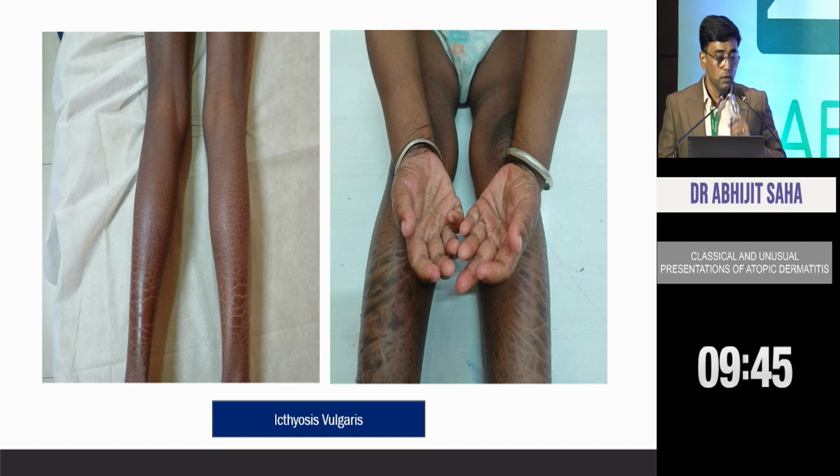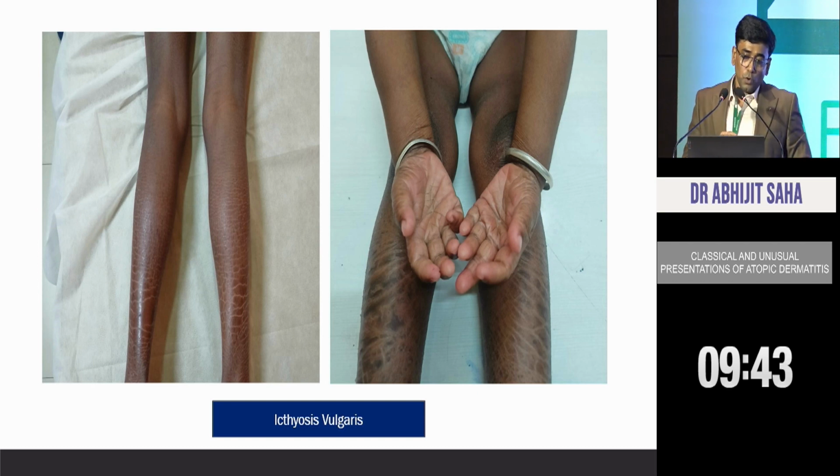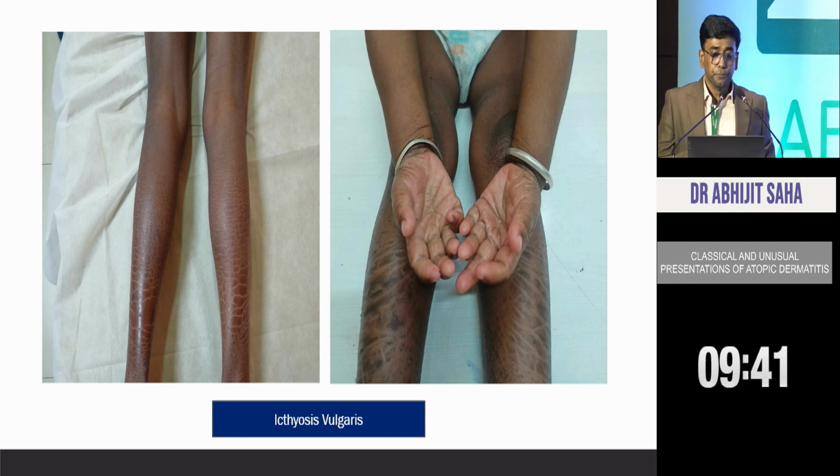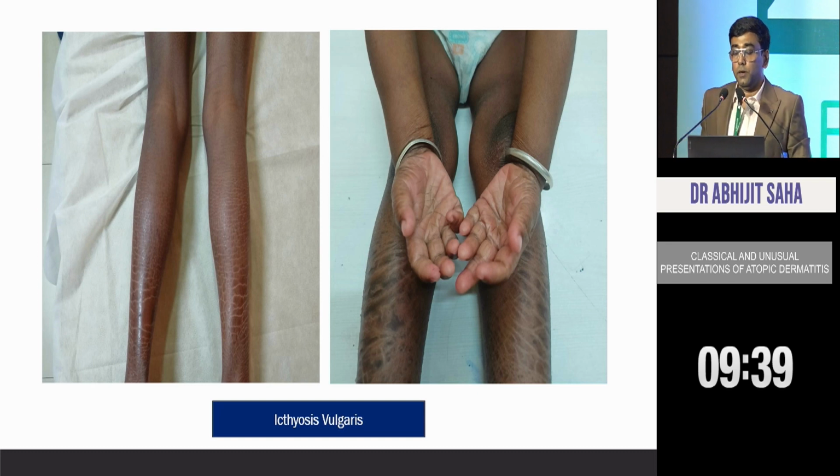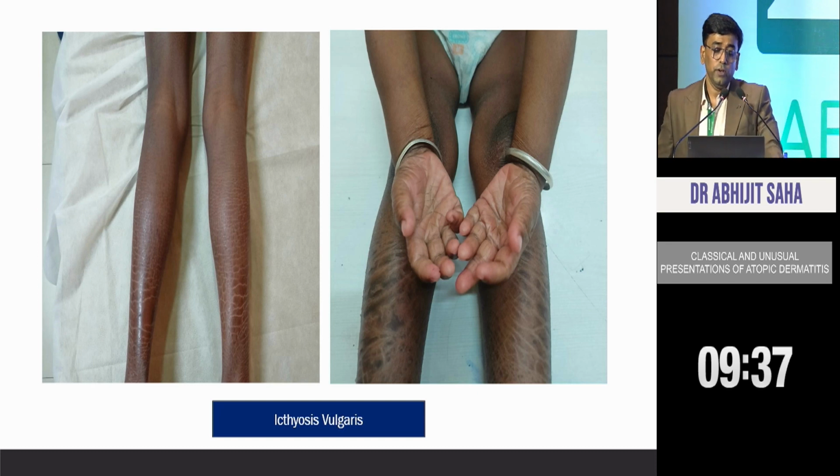Ichthyosis vulgaris, one of the minor features of AD, but please remember, as you all know, it's due to filaggrin protein deficiency, and 20 to 30% of our ichthyosis vulgaris patients may develop AD in the near future. So they need to be followed up regularly for the signs of AD.